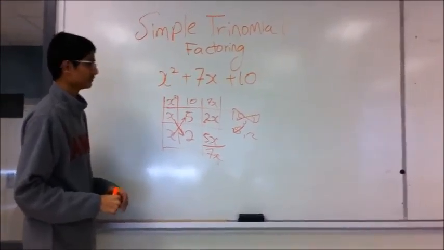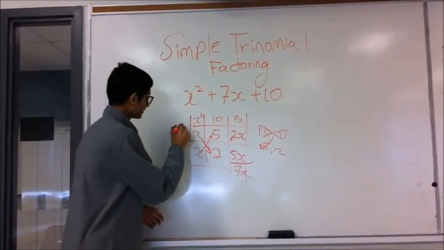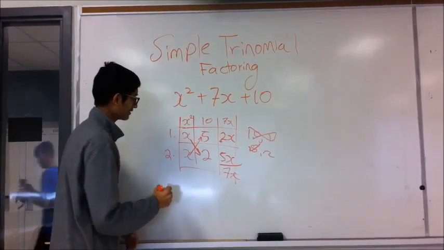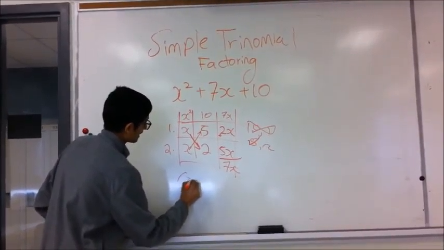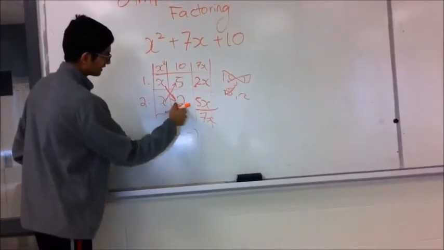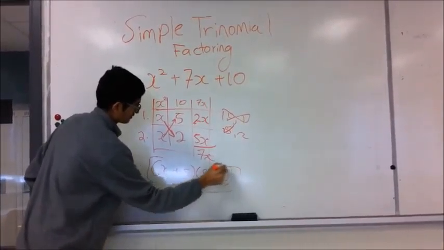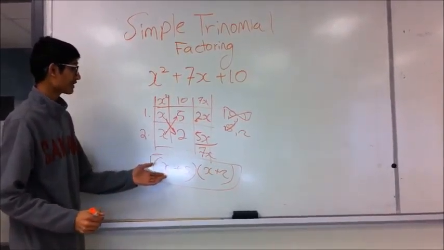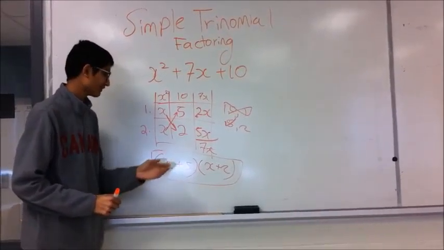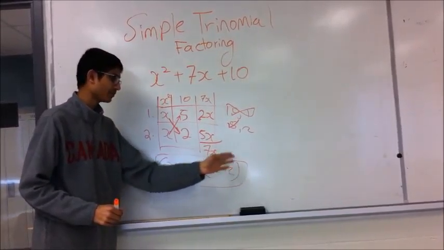So now, the question is, where are our factors? Well, our factors are here. This is the first factor, and this is the second factor. Our first factor is x plus 5, right here, and our second factor is this, x plus 2. So the simple trinomial factoring of x squared plus 7x plus 10 gives us open bracket x plus 5, close bracket, open bracket x plus 2, close bracket.